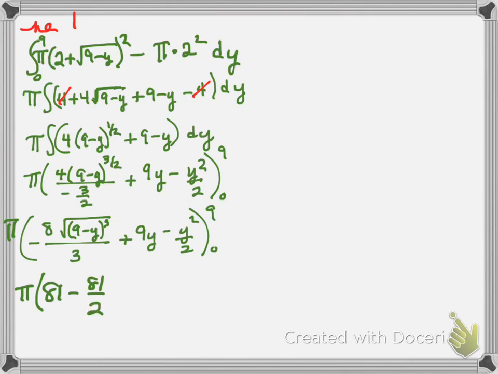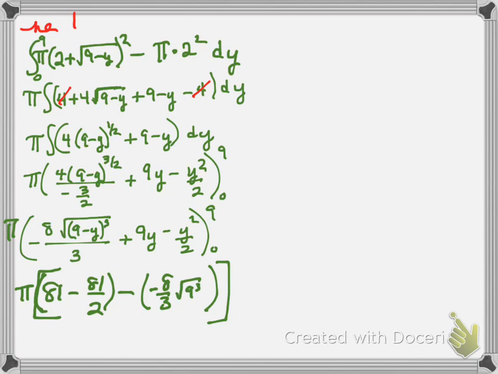All right, now I'm ready to plug in 0. So if I plug in 0, I am going to get something here. It looks like I'm going to get a negative 8/3 times the square root of 9 cubed, plus 0 plus 0. So at this point, that is what I have.